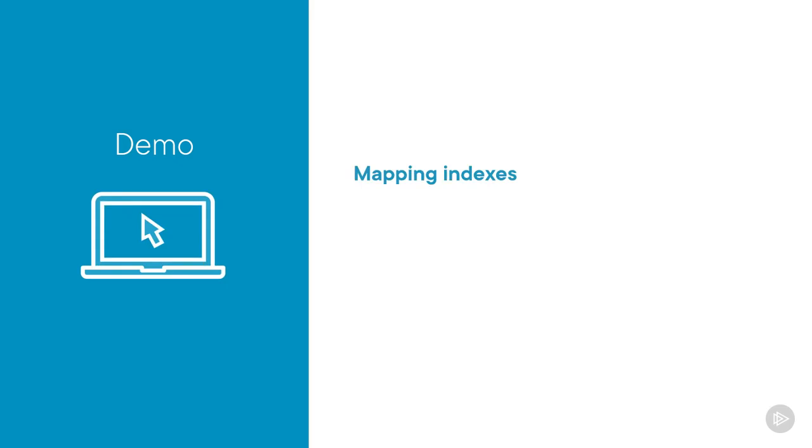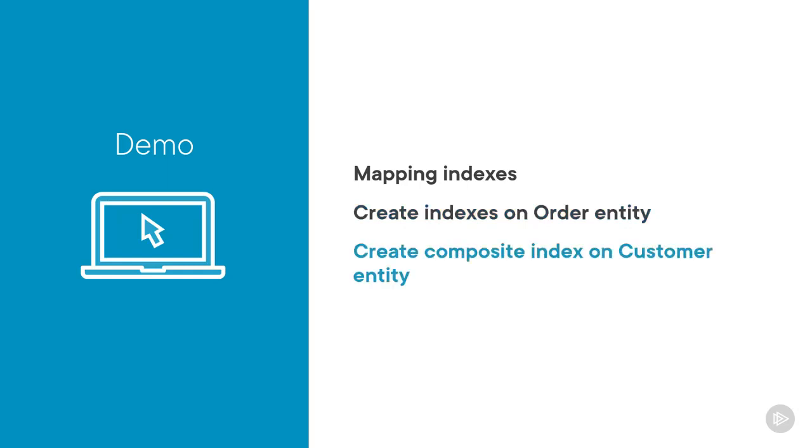In this demo, we'll look at creating an index for the orders table on the name column. We'll also create a composite index on the customers table based on the full name of the customer, i.e. the combination of the first and the last name columns. We'll do so by configuring these indexes on the respective entities in the OnModelCreating method.